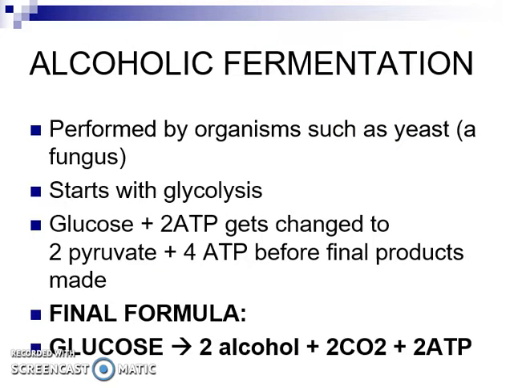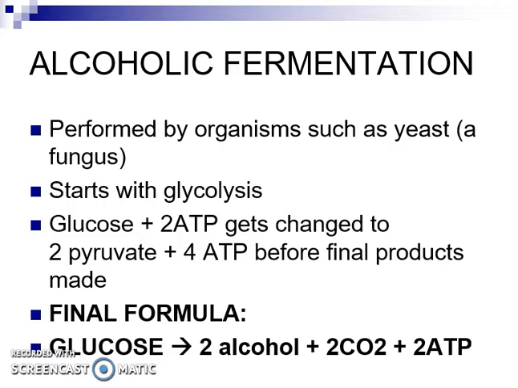Alcoholic fermentation, performed by organisms such as yeast, starts with glycolysis. That glucose plus the 2 ATP get converted into 2 pyruvic acids or pyruvates, and we're going to get 4 ATP before the final product is produced. The final formula, if you really think about it, by the end, you're going to end up taking glucose, converting it to 2 alcohol plus 2 carbon dioxide molecules and 2 ATP.